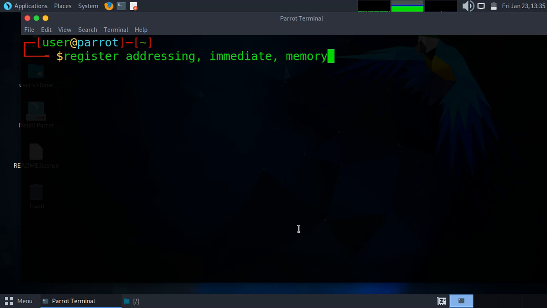Okay, so it's our next part that we are going to look at. In the next part we shall take a look at the register addressing.